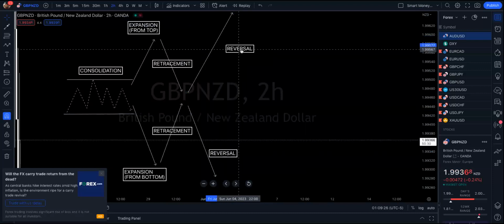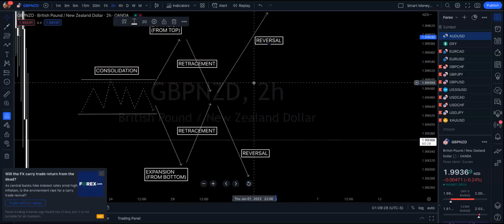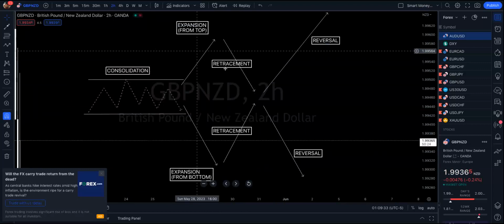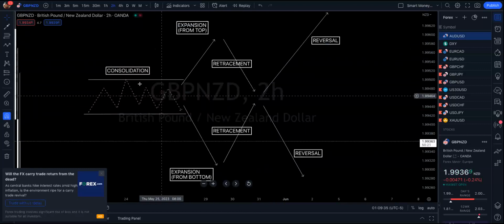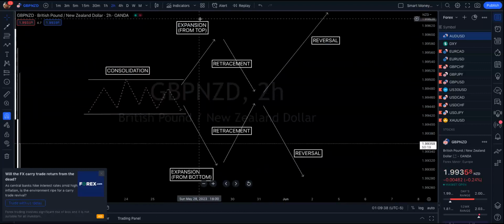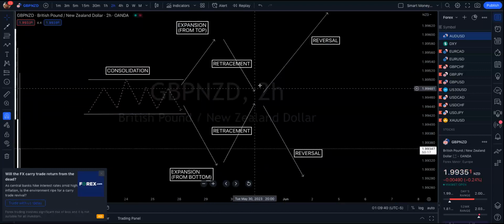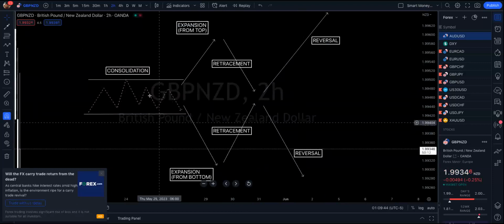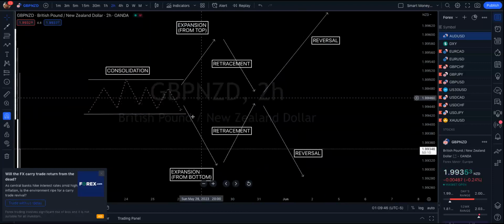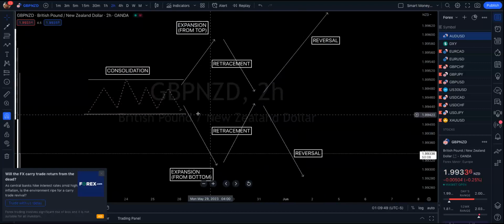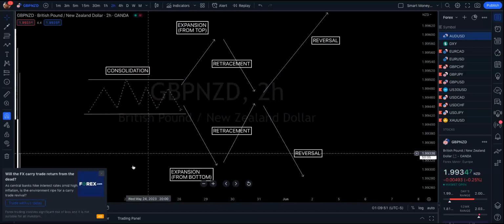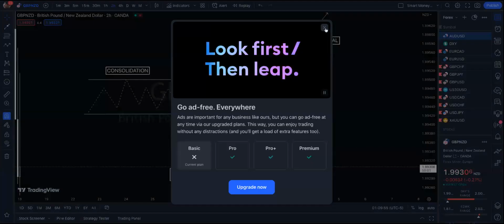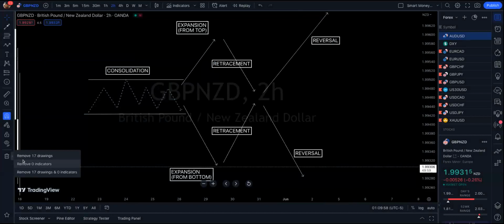So these are the four parts of the price cycle. Very, very important, very helpful. You can make a living just off of this: consolidation, expansion, retracement, and reversal. I'm pretty sure you're wondering how we can make money doing this. Now we get to the meat and potatoes, where I can show you exactly how.